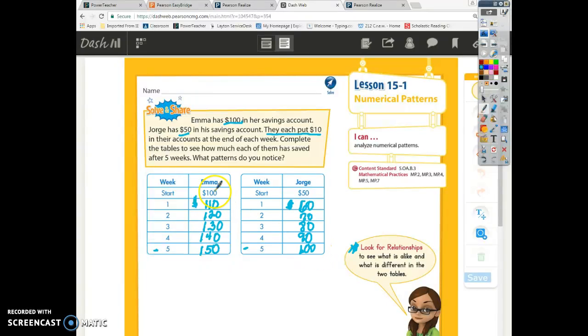Well, Emma started with $50 more than George, so it would make sense as long as you're adding the same thing. We want to take this relationship that we're looking at here. So the first thing you want to do is complete the tables and then look for relationships. Look for what are similarities and what are differences between those two. Let's see if we can't apply that to our understanding of Practice Buddy and see how we do.